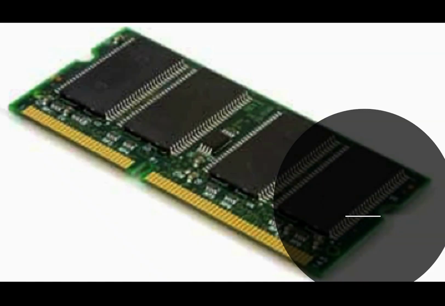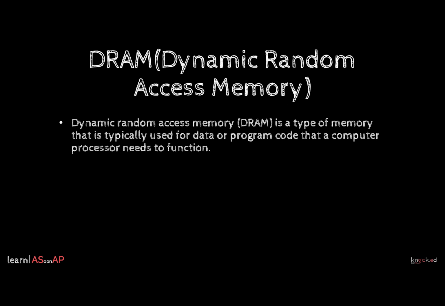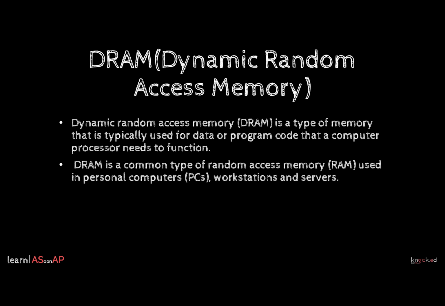In the background there's a DRAM. The full form of DRAM is Dynamic Random Access Memory. Dynamic RAM is a type of memory that is typically used for data or program code that the processor needs to function. So out here the data or program code is basically a code in machine language that makes the processor function. DRAM is generally used in workstations, servers and personal computers as it is cheaper than SRAM.